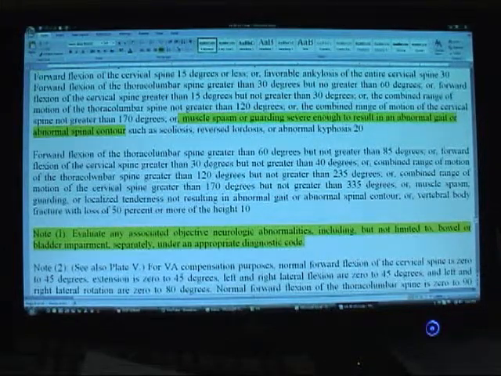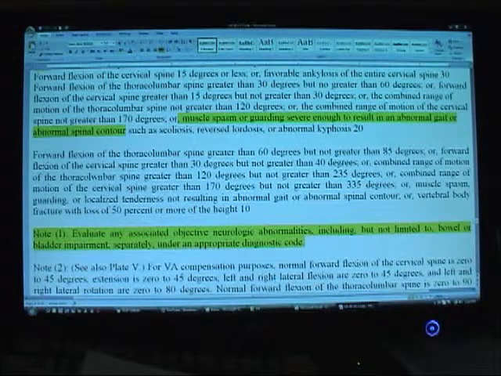It continues. Forward flexion of the thoracic lumbar spine greater than 60 degrees but not greater than 85 degrees, or forward flexion of the cervical spine greater than 30 degrees but not greater than 40 degrees, or combined range of motion of the thoracic lumbar spine greater than 120 degrees but not greater than 235 degrees, or combined range of motion of the cervical spine greater than 170 degrees but not greater than 335 degrees, or muscle spasms, guarding or localized tenderness not resulting in abnormal gait or abnormal spinal contour, or vertebral body fracture with loss of 50% or more of the height. It would be a 10.